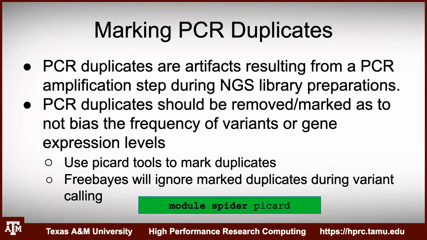So more about PCR duplicates. Those are just artifacts resulting from the PCR amplification. And like I said, depending on how many cycles you did for the PCR, it may be a much larger problem if you did a lot of cycles, or if you're starting with a low amount of DNA. Those should definitely be removed or marked so that you're not interfering with the frequency of variants or gene expression levels. It's not actually something that's biological. It's just an artifact of PCR.